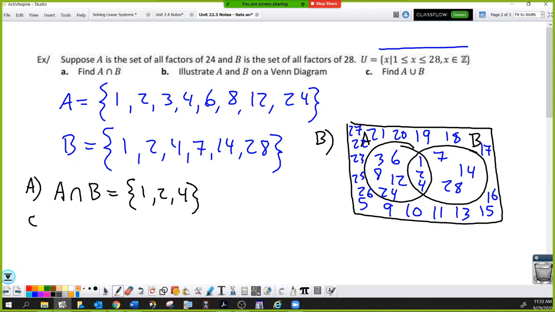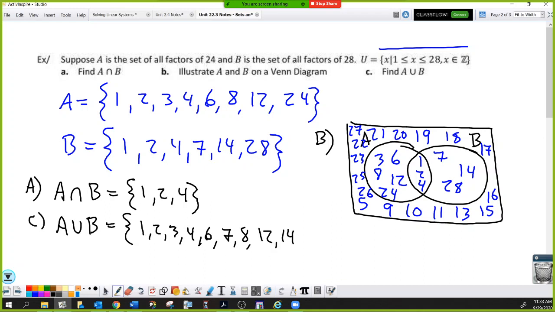And then part C, A union B, is all the numbers that are in A or B or both. And you should write them in order. So this is a larger set: 1, 2, 3, 4, 6, 7, 8, 12, 14, 24, 28. If it's in either circle, then it's in the union.